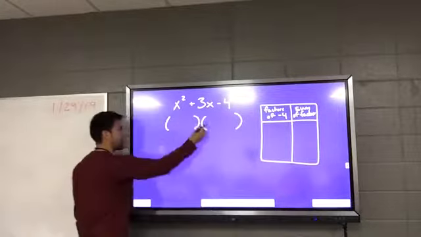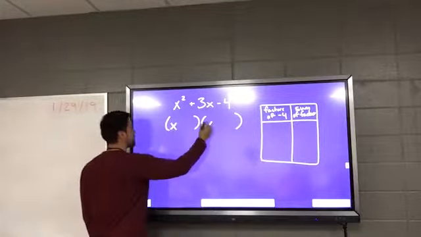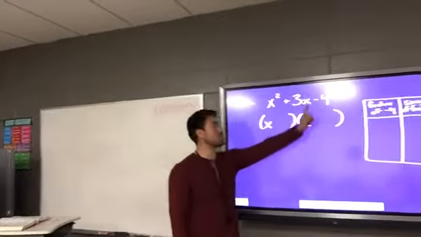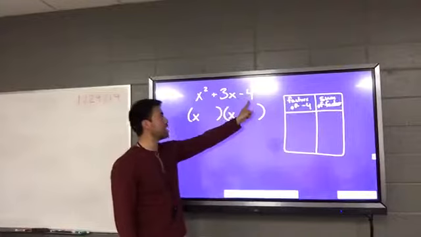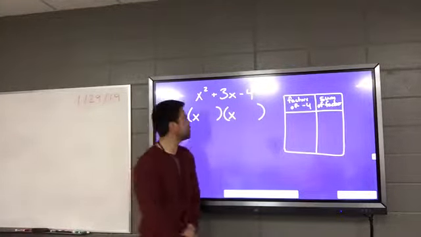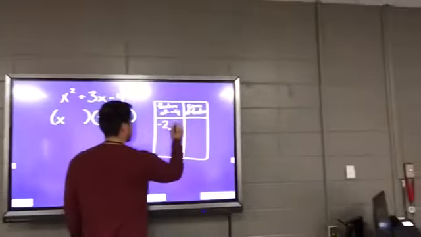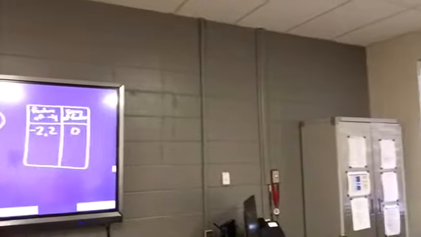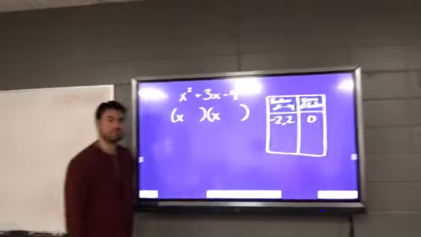What goes in the first spots? X and X. So now I'm looking for two factors of negative 4 that add up to be positive 3. Negative 2, positive 2? Are those two factors? But what do they add up to be? 0. That's not going to work.